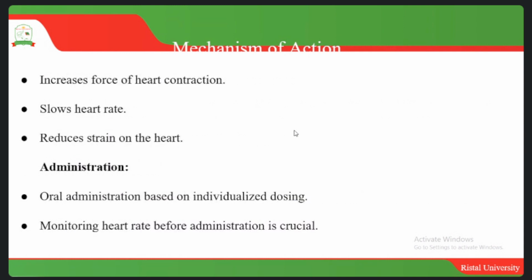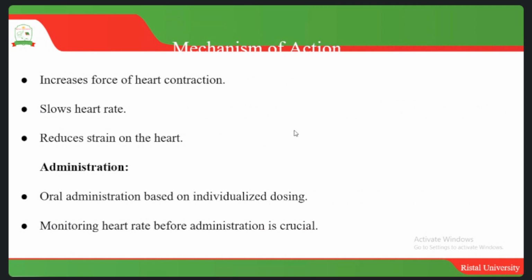So it increases the force of heart contraction depending on how much you've given. So if the patient has heart failure, you can give this, and this can help in increasing the contractions of the heart. Then it slows heart rate, because there will be increased heart rate when the heart has a problem, because it is trying to compensate. But in the case of digoxin, it helps to increase the force of the heart contraction, but it slows the heart rate. So you need to be very careful. It also reduces strain on the heart, as it helps to slow the heart rate and also increase its contraction. So it reduces the strain that the heart will be going through when it is trying to compensate.